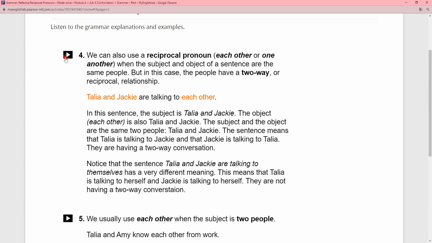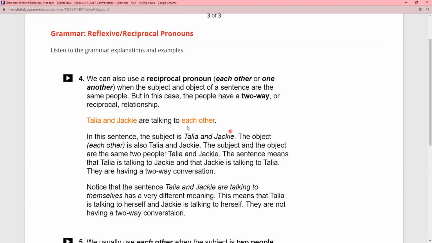Okay, so we're going to talk about reciprocal pronouns. In this case, we have each other, right? Each other is used when there is a reciprocal action, a two-way action, a relationship. It means that Talia is speaking to Jackie and Jackie is speaking to Talia. So notice that that's a reciprocal one.